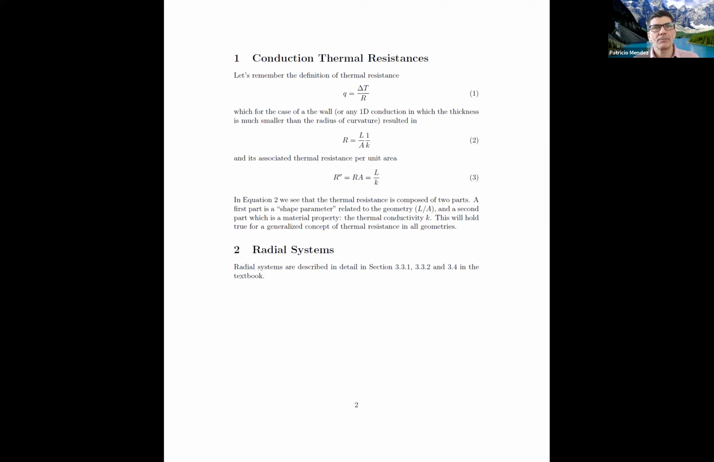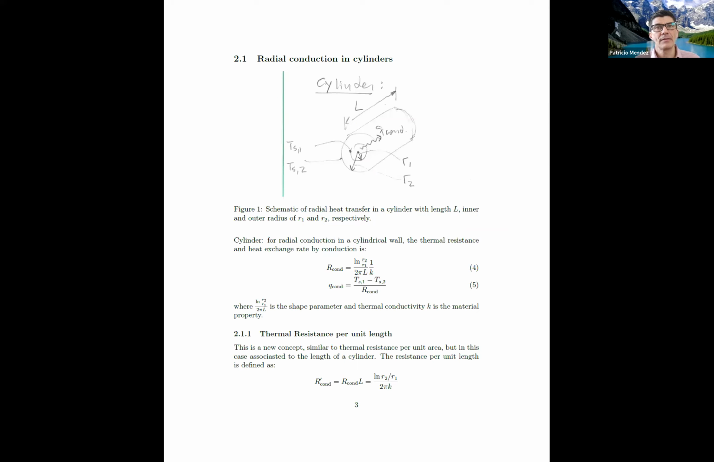So if we go and use the differential equation of heat conduction in steady state without heat generation and with radial symmetry, we can define a thermal resistance. Let's get the pointer going. A thermal resistance of a cylinder.